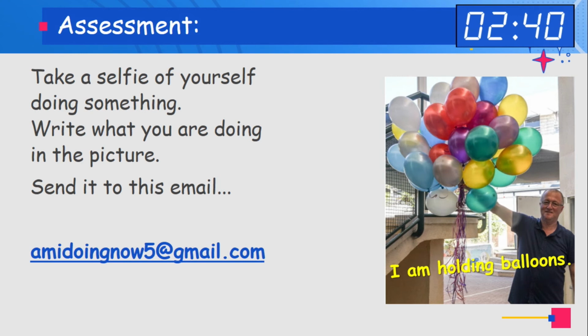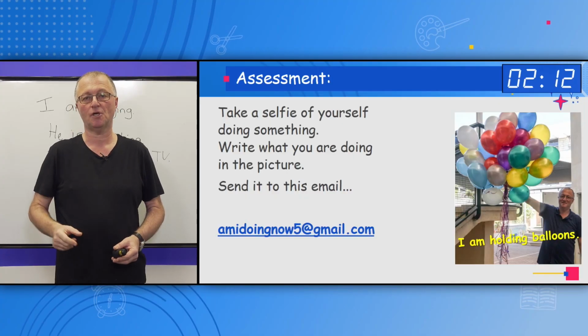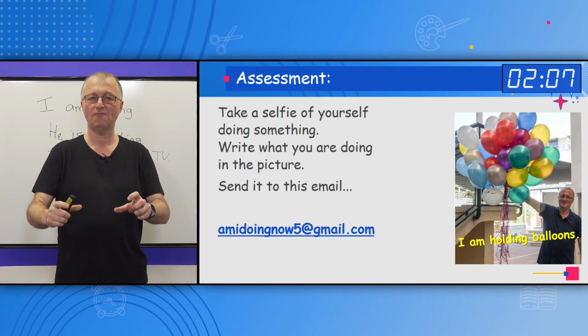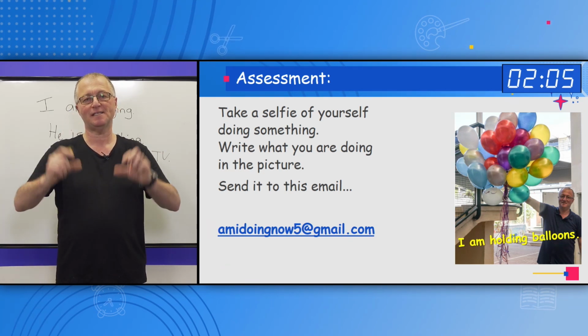I am holding balloons. So what I want you to do is take a selfie of yourself doing something. It can be crazy. Write what you're doing in the picture or on the picture and send it to this email. I want to see what you're doing, and I'll make sure to enjoy every picture that you send. I want you to send the pictures as soon as you can to amidoingnow5@gmail.com. Okay? Go for it. You've got 2 minutes to take the selfie, write on the picture, and send it to me.